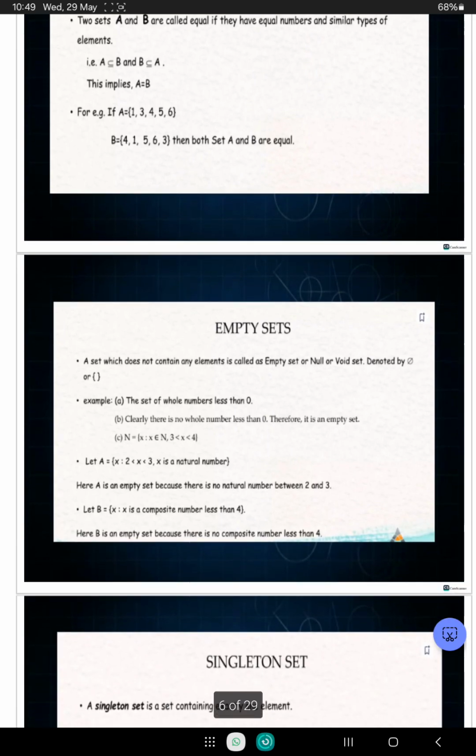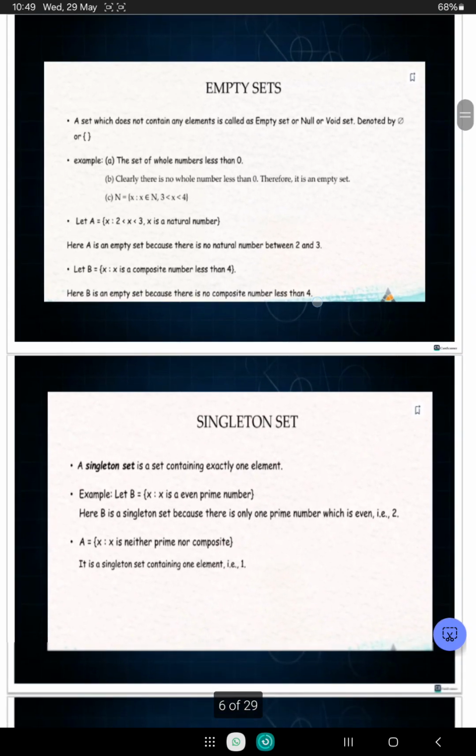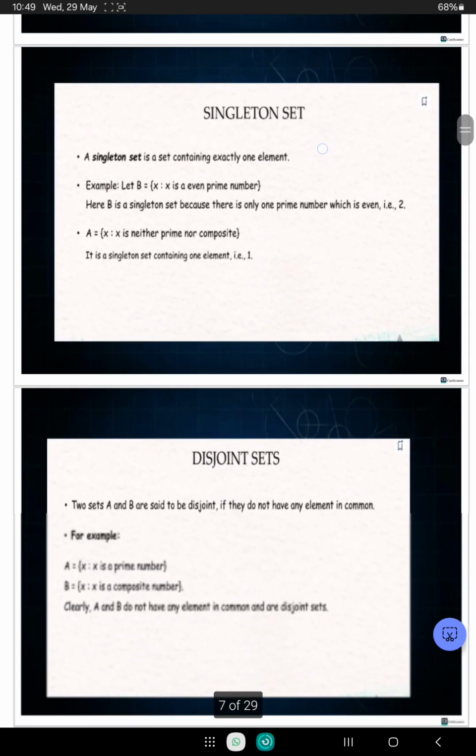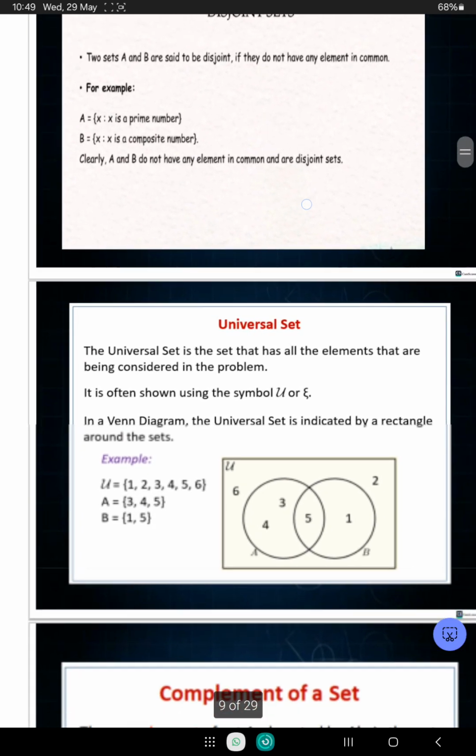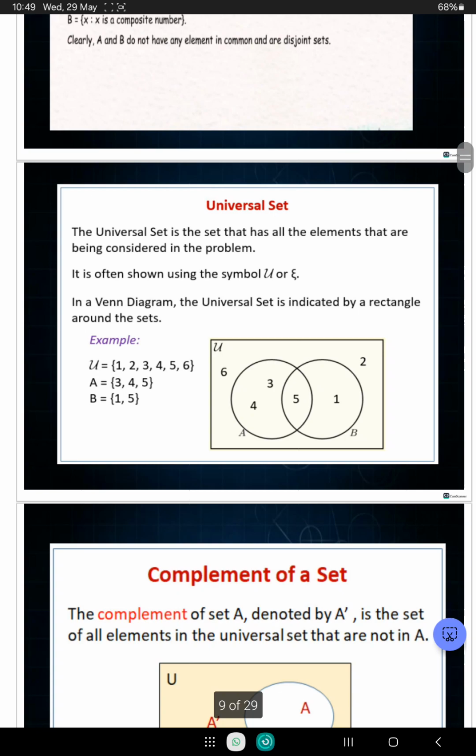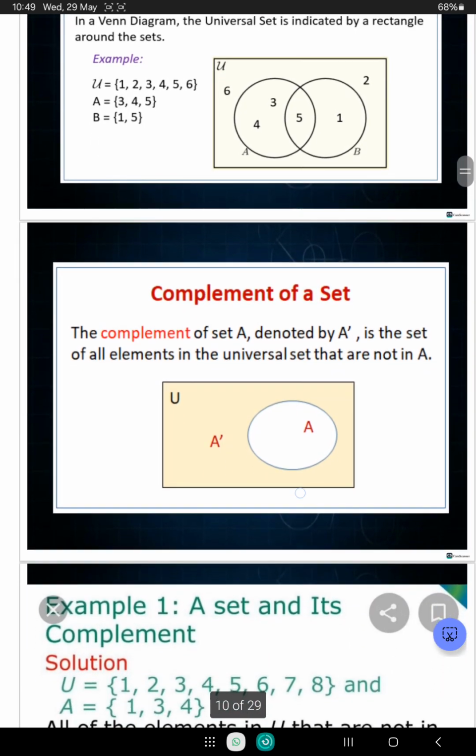Empty set: a set which does not contain any elements is called an empty set or null set. Singleton set: a singleton set is a set containing exactly one element. Disjoint sets: two sets A and B are said to be disjoint if they do not have any element in common. Universal set, complement of a set.